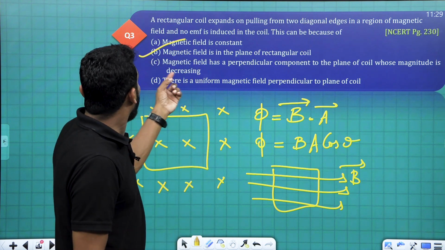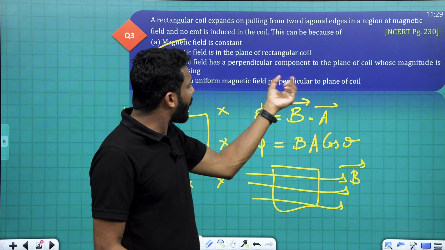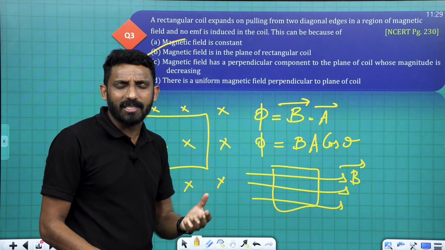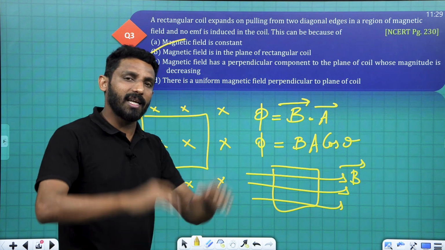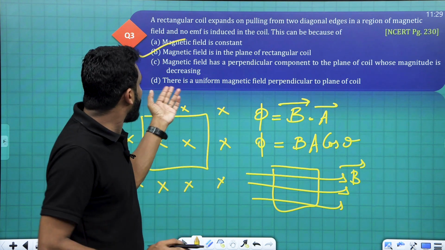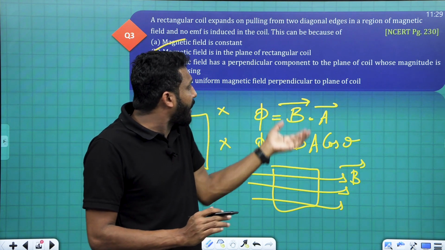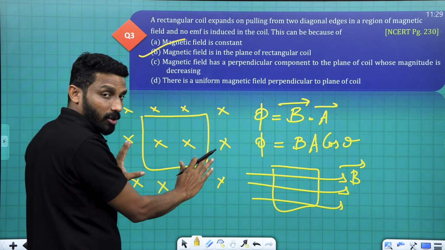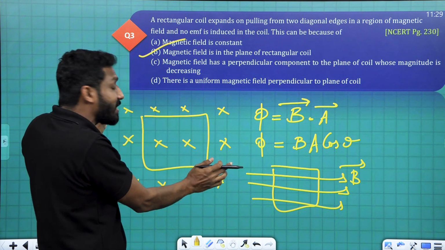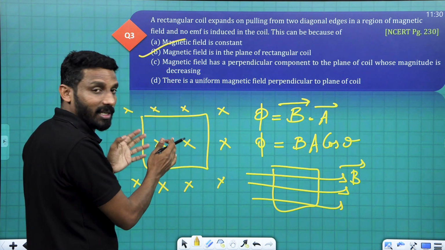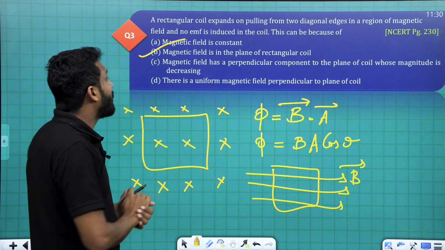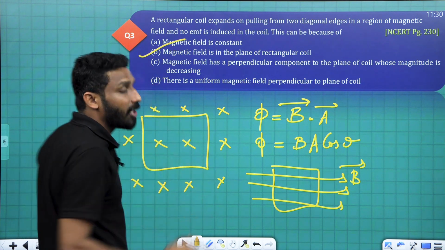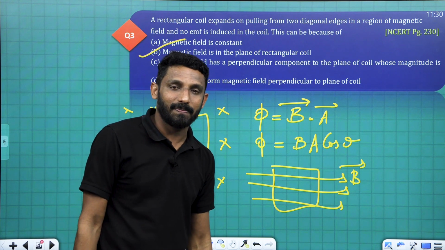Clear? Now, magnetic field has a perpendicular component to the plane of the coil whose magnitude is decreasing. In that case, flux will be changing and EMF will be induced. A uniform magnetic field is there perpendicular to the plane of the coil and the area is increasing. Then flux will be changing and EMF will be induced. So in all these three cases, EMF will be there, but in case B, no EMF will be induced.